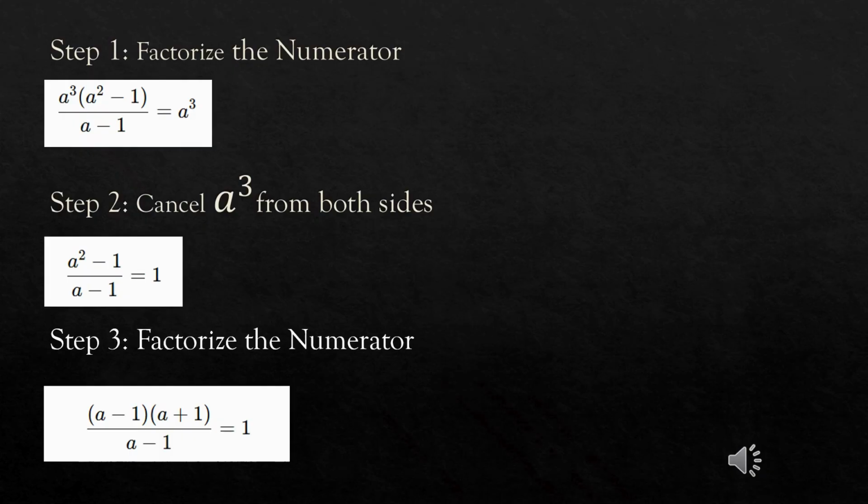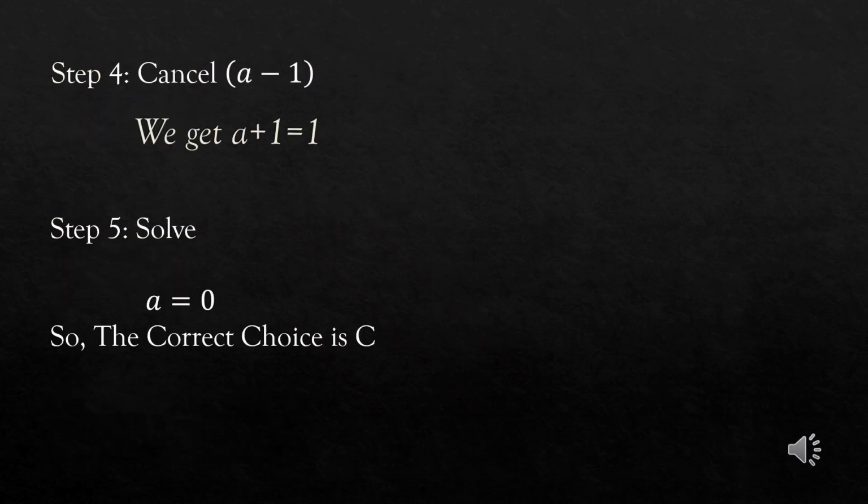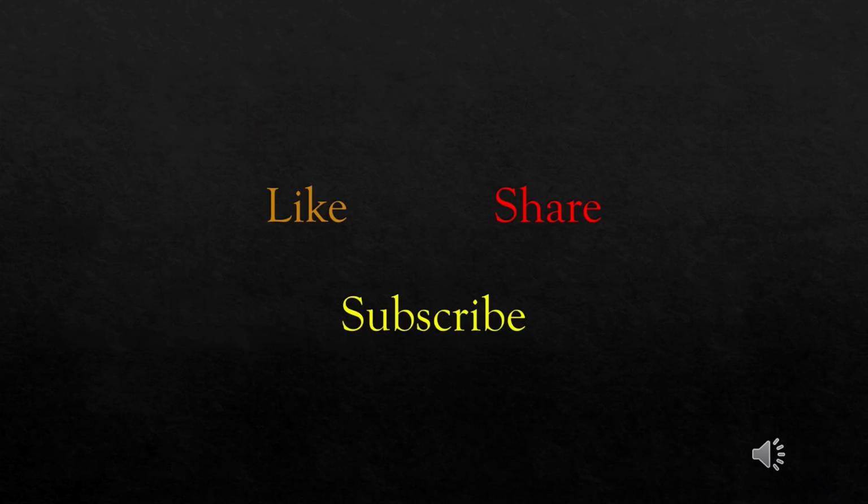Step 3. Now we'll factorize the numerator using the formula a squared minus b squared. We get (a minus 1) times (a plus 1) over (a minus 1) is equal to 1. Step 4. Cancel a minus 1. We get a plus 1 equals 1. Step 5. Solve a plus 1 equals 1. We have a equals 0. So the correct choice is C.